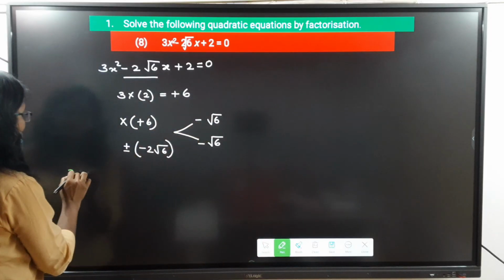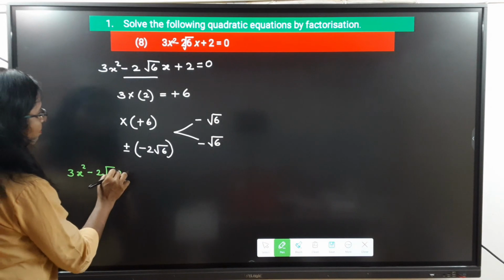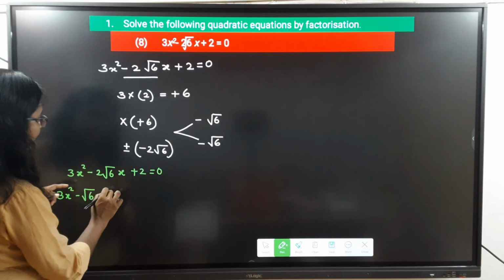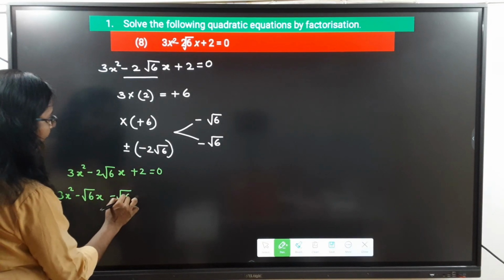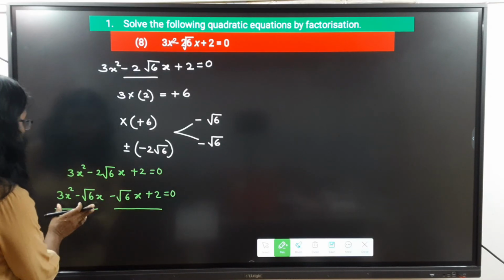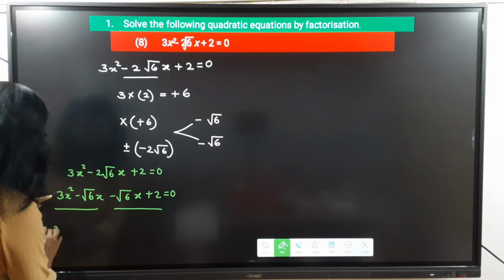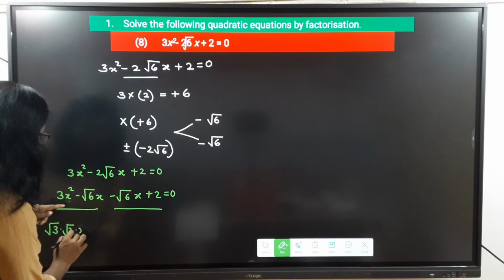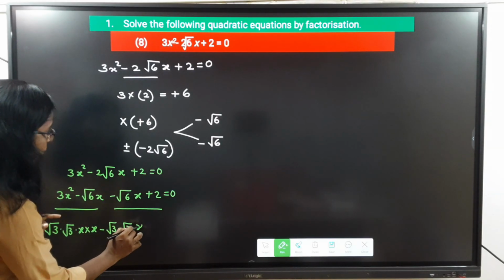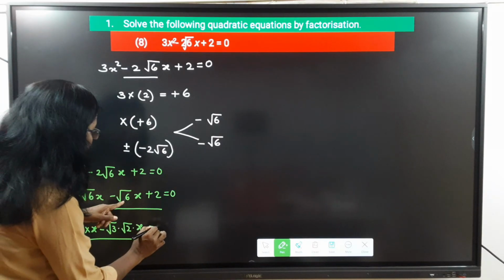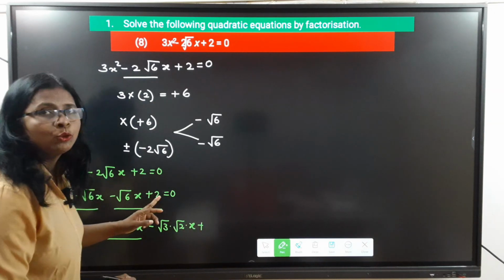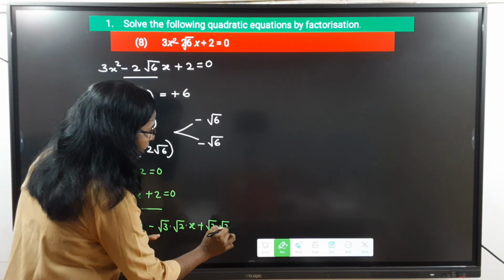So first I write down the given equation as it is, 3x square minus 2 root 6x plus 2 is equal to 0. Therefore 3x square minus root 6x minus root 6x plus 2 is equal to 0. Now make the groups. So these are the two groups. Now here, which is the common? So here I simplify that. Here 3, that means root 3 multiply root 3, multiply x minus root 6. We can write root 3 multiply root 2 x. Okay. Then in this group, root 6, we can write root 6 as root 3 multiply root 2, multiply x plus we write the 2 as root 2 multiply root 2, is equal to 0.